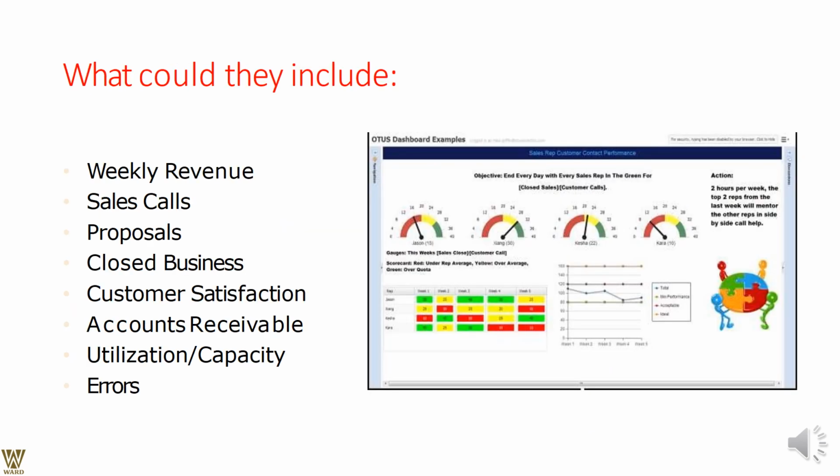So what can they include? They can include the weekly revenues. Yes, they will be including the sales call, the proposal of the businesses, the closed business that we go around. There are certain parameters that need to be hived off: the customer satisfaction, the accounts receivable, the utilization capacity, and the errors thereof.